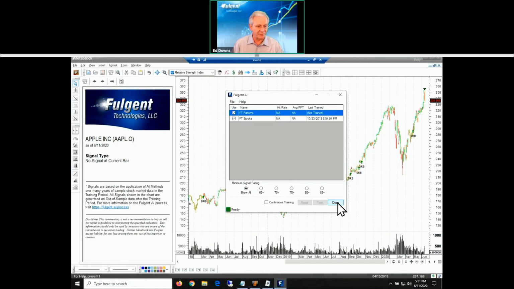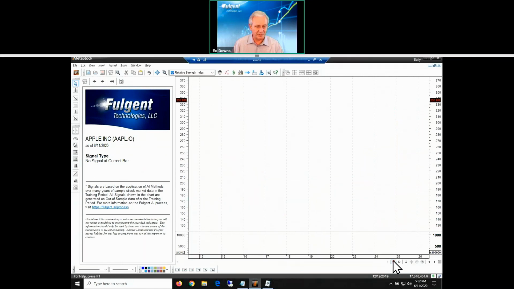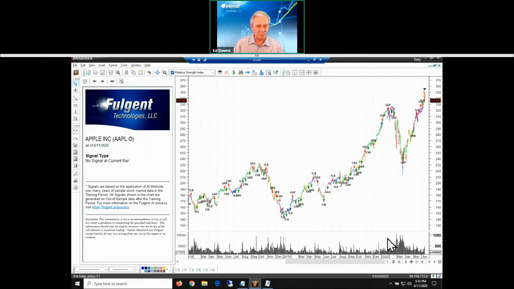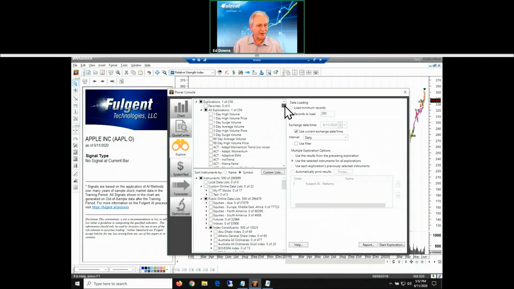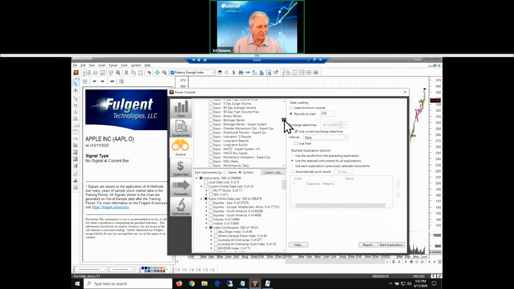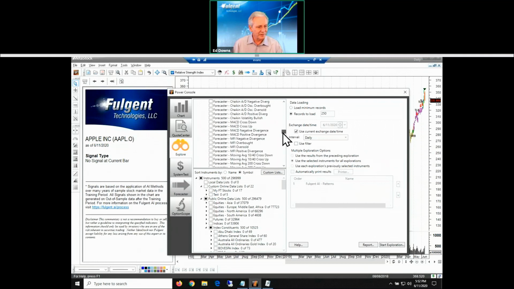We're going to show all the patterns. Okay, and refresh. All right, we got a whole pile of them now. They're everywhere. And let's run the scanner. So go to the Explorer symbol. I'm going to find the Fulgent AI patterns down here somewhere. Oh, lots of great stuff in here. There it is. It's already on. And I'm going to scan the S&P 500.